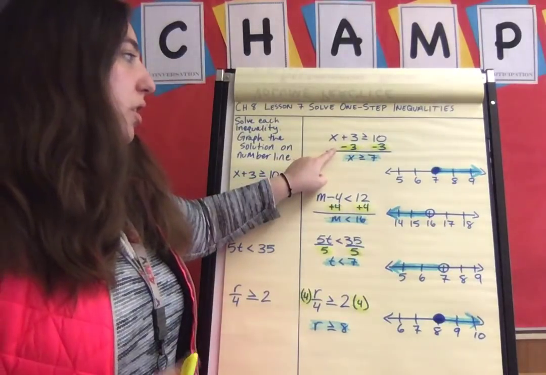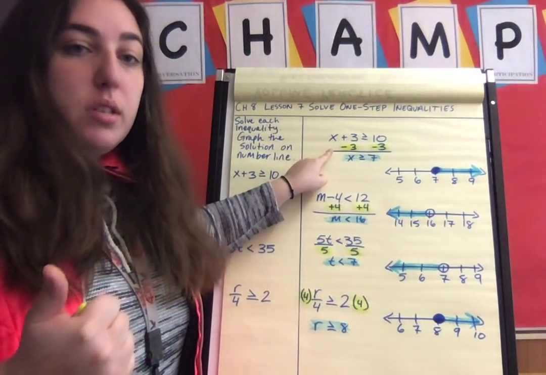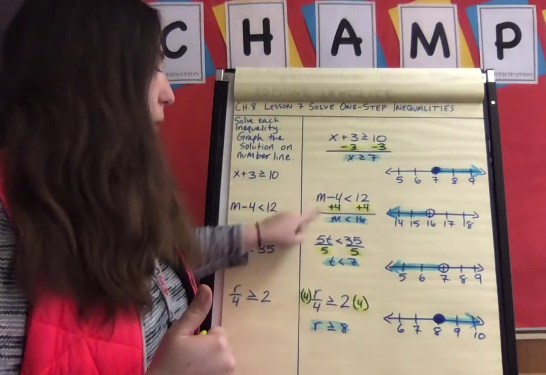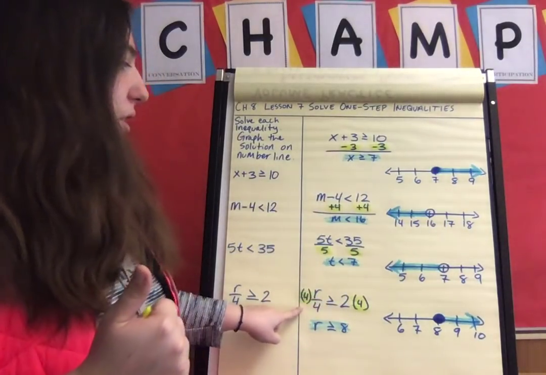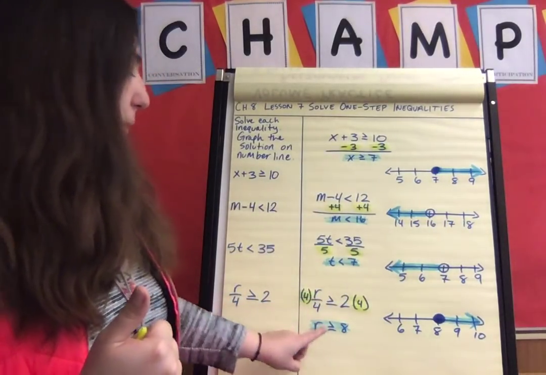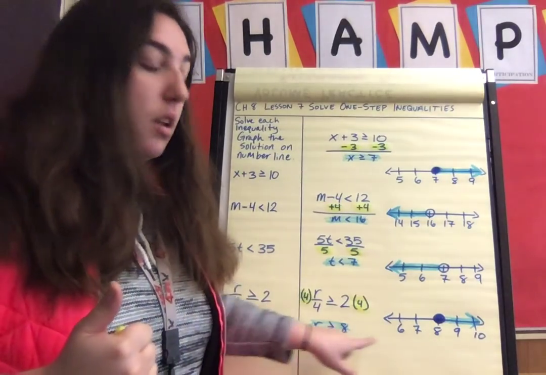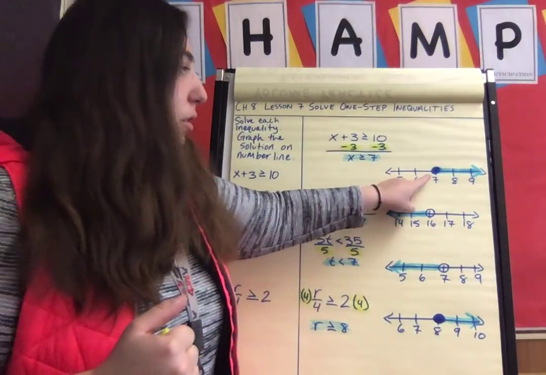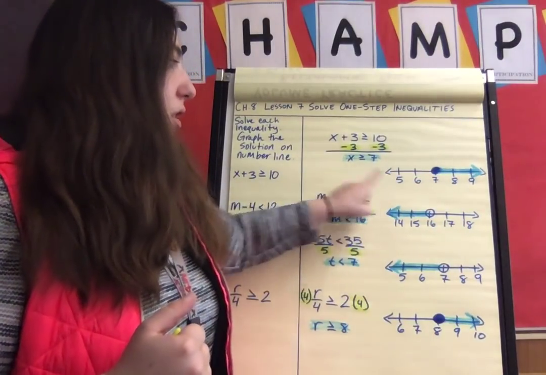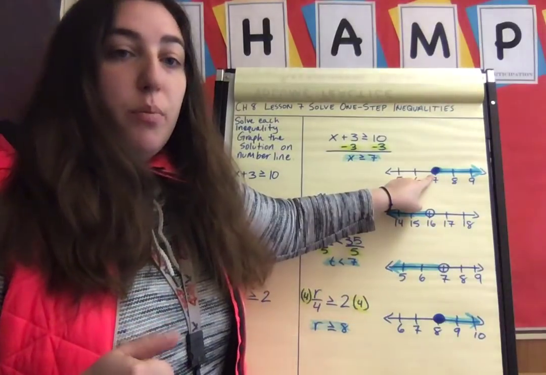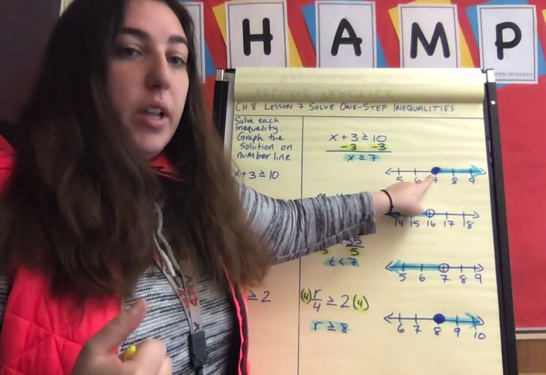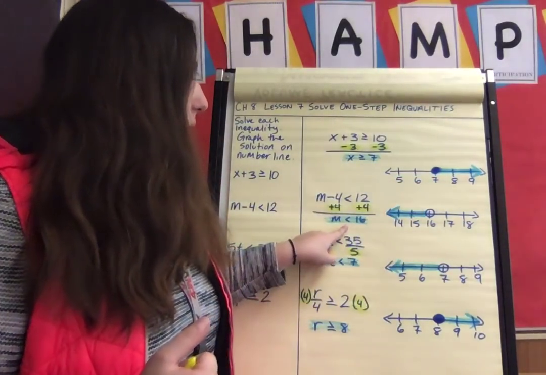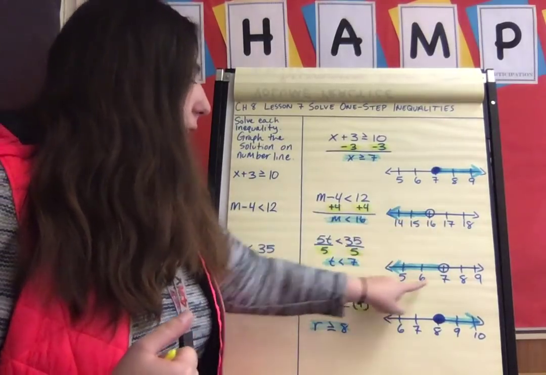You need to make sure you are doing the same thing to both sides of the inequality, using properties of equality. You need to make sure that you're finding the solution and graphing it, and that if it is included in the solution, you're shading in your point, because it is a closed point, it's included. If it's not included in the solution, you have an open point.